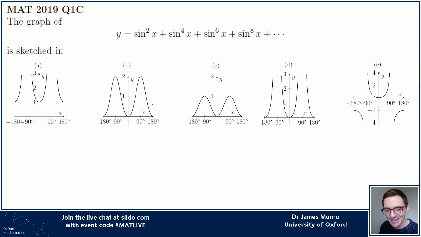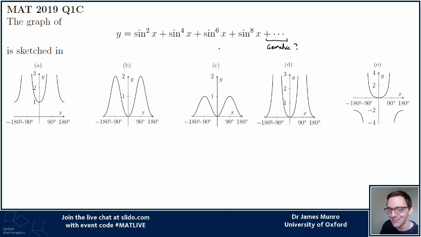Question 1C. We're asked for the graph of this horrible-looking expression. In particular, it's got lots of trigonometric functions in it, and then there's a plus dot dot dot, implying a sort of infinite series or infinite sum here. The only part of the maths specification with infinite sums on is geometric sums of geometric progressions. So I suppose part of this question is to look at this and think, is this a geometric progression?